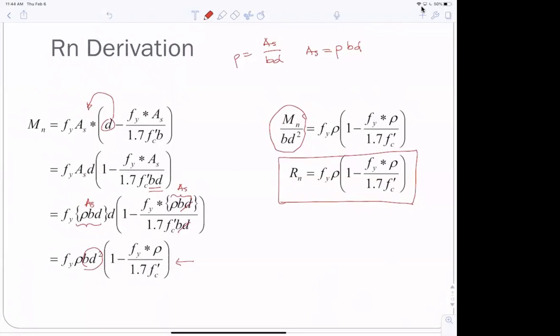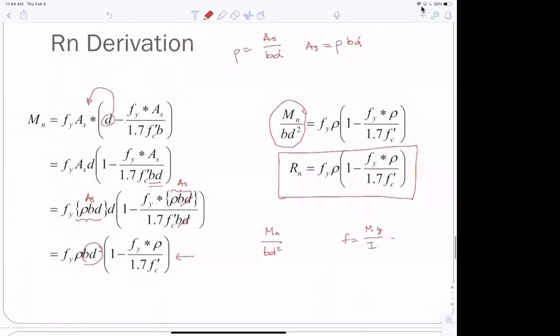I'm going to talk a little bit about Rn. So Mn over bd squared. Think of this like this. Remember that stress equals My over I. And if you take y as the distance to the top or bottom, we call that c. And if you took steel design, I over c is called S, section modulus.